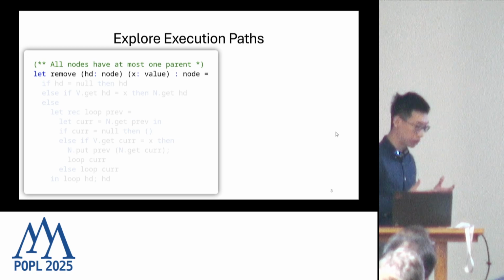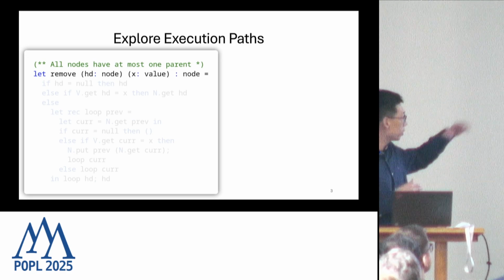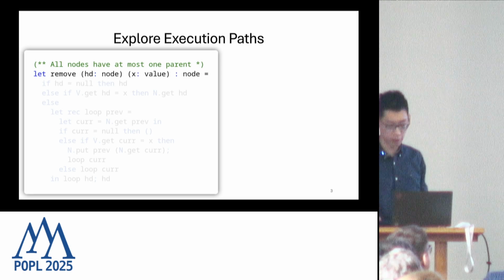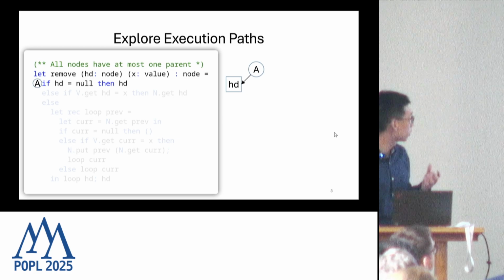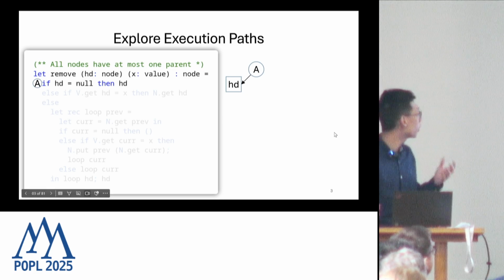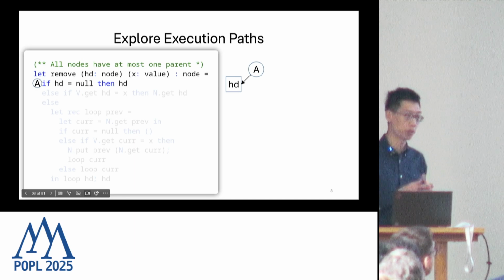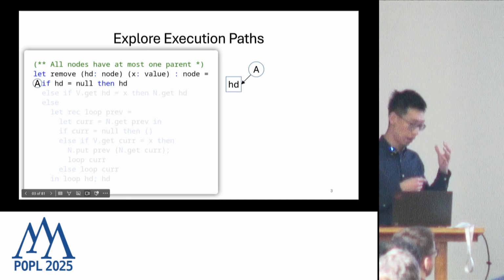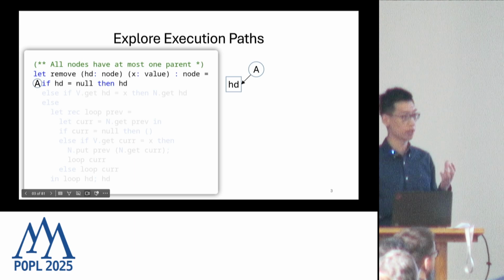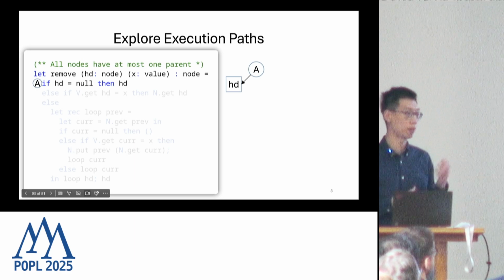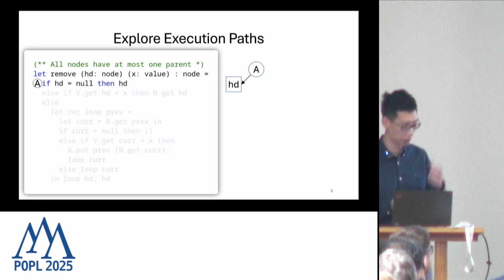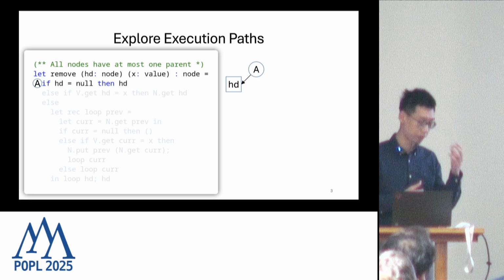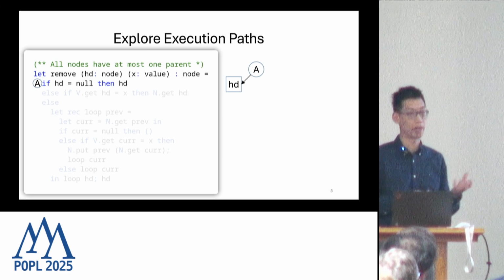Let's use symbolic execution. Before we dive into how this remove function is implemented in OCaml, let's talk about how we can represent it. First, we will use two key-value stores. The first one is called n, which maps each node to its next node. The second key-value store is called v. It maps each node to its value.